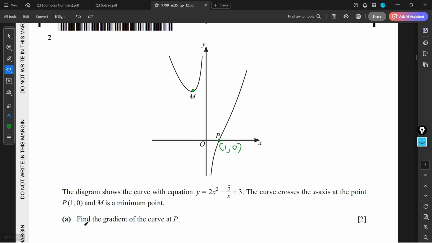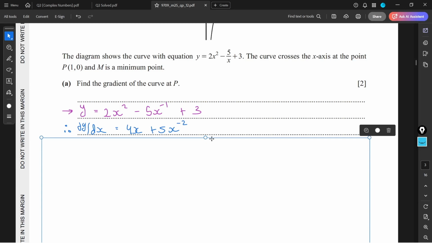In the first part, we are supposed to find the gradient of the curve at point P. Whenever we have the equation of the curve, how do you find the gradient? The idea is we differentiate the given curve, and once we differentiate it, we get the equation of the gradient. Then how do you find the value of the gradient? By simply substituting the value of x at which we are trying to find the gradient. So I'm first going to differentiate this curve. After that, I'm going to substitute the value of x as 1 to find the gradient at point P. Now let me show you how I have done this part.